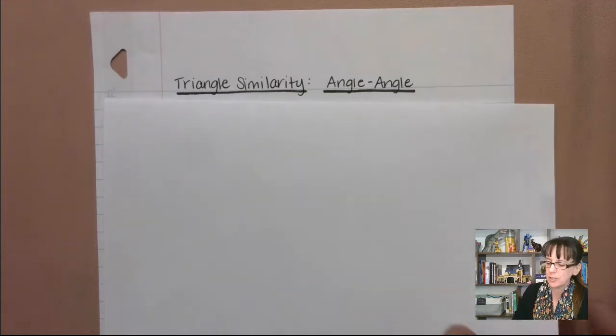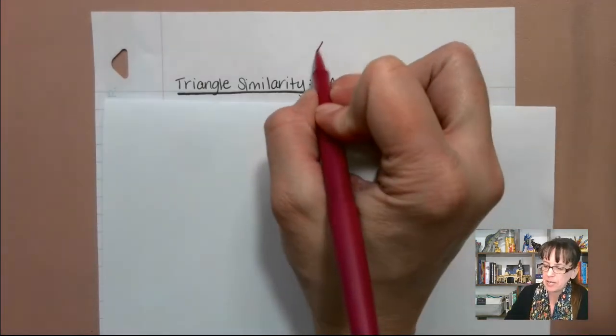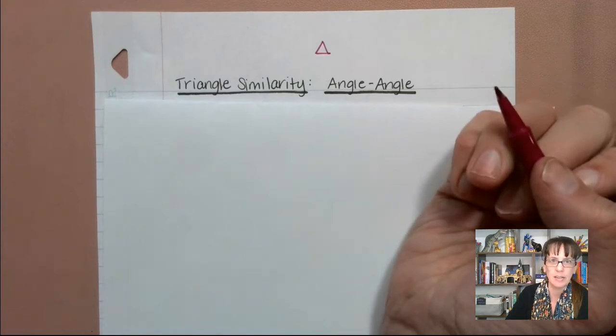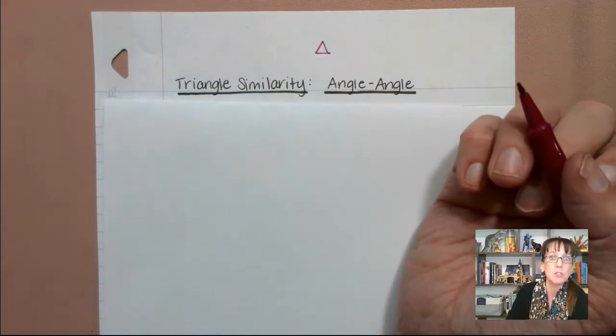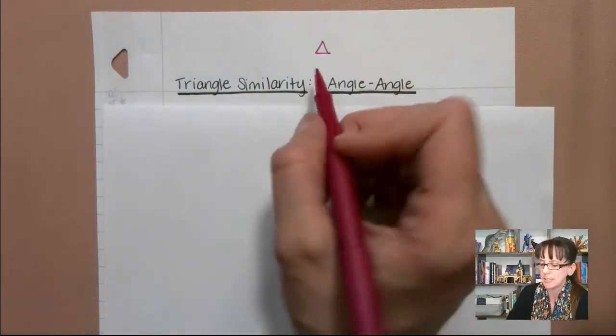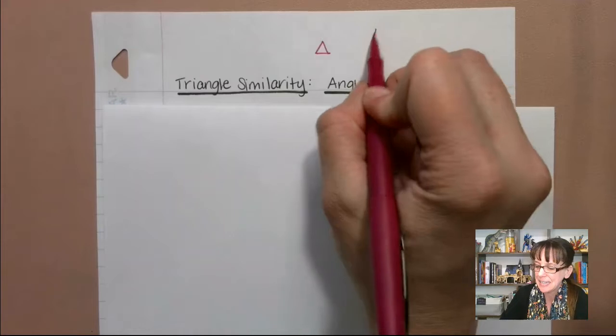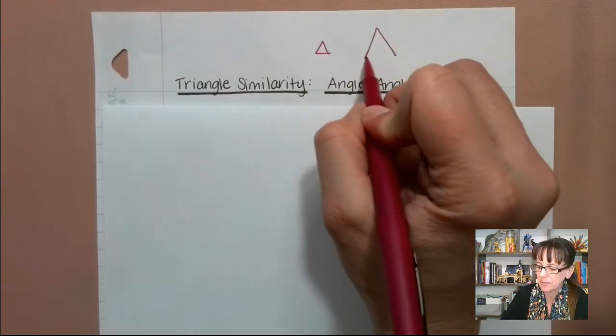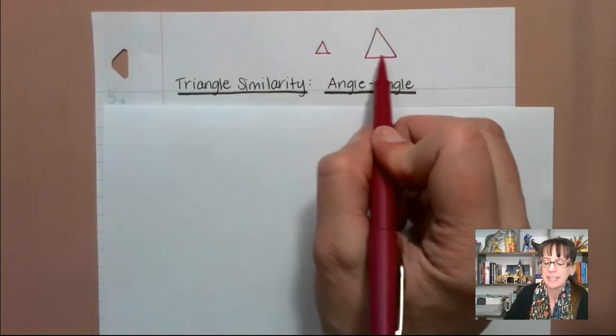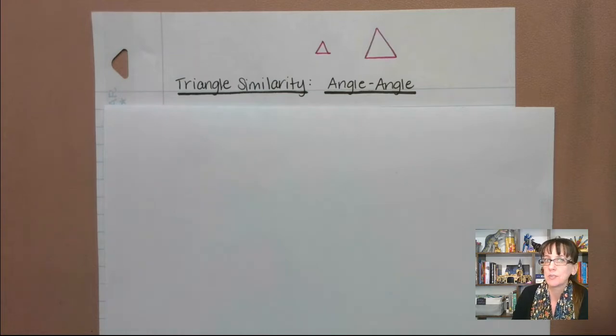In a previous lesson, I showed that every triangle has 180 degrees. So if it's equilateral, that means each of the three angles is 60 degrees. Here I have an equilateral triangle, each angle being 60 degrees, and here I have another equilateral triangle. Each angle is 60 degrees. Now, are those triangles congruent? Absolutely not. You can clearly see that they are not, but they are similar.